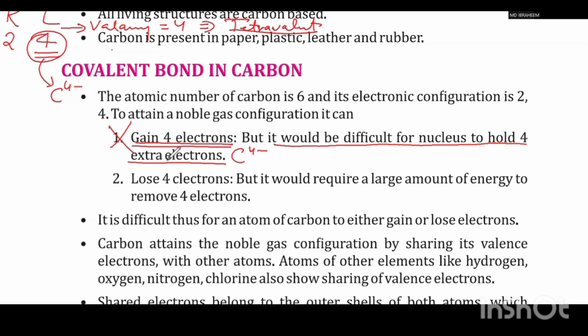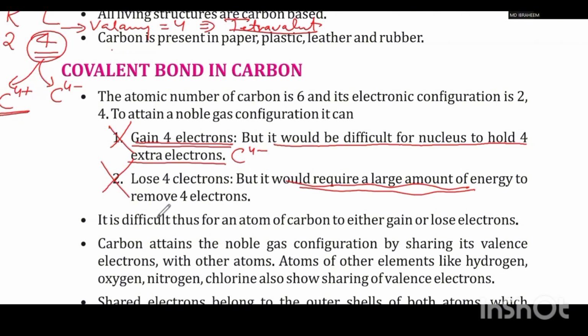Another point, my dear students: if carbon failed to gain 4 electrons, it tries to lose 4 electrons, forming C4 plus. But to lose 4 electrons, it requires a very large amount of energy that is very difficult to provide to the carbon atom. So carbon thinks, both options are cancelled. Carbon could not gain 4 electrons and could not lose 4 electrons. So the losing and gaining concept is rejected for the carbon atom.